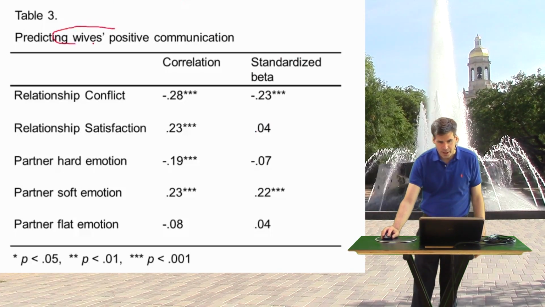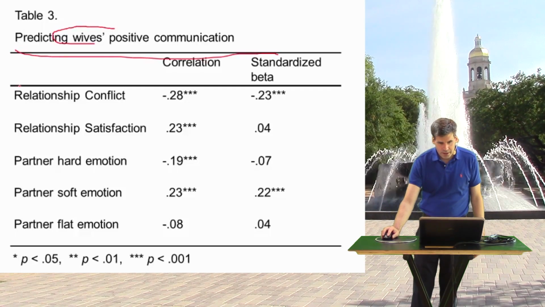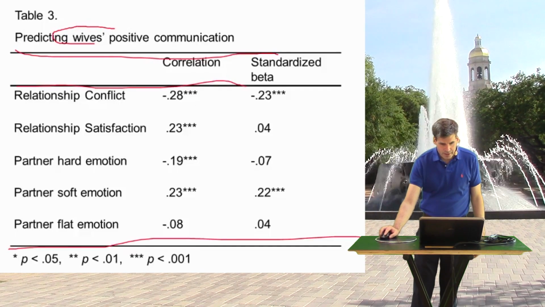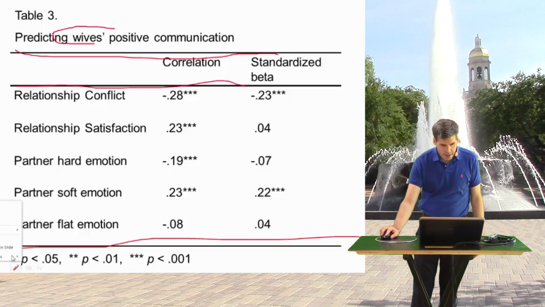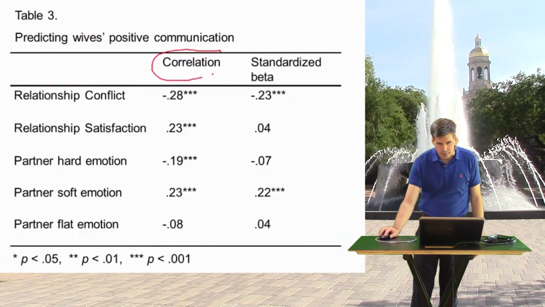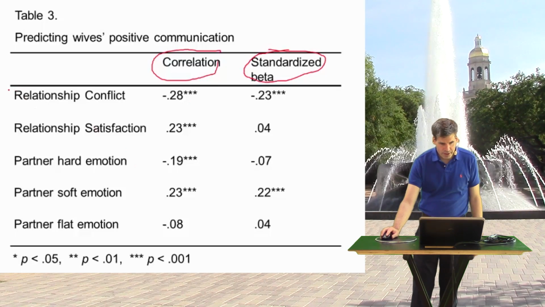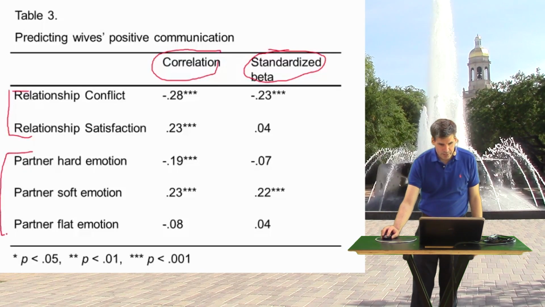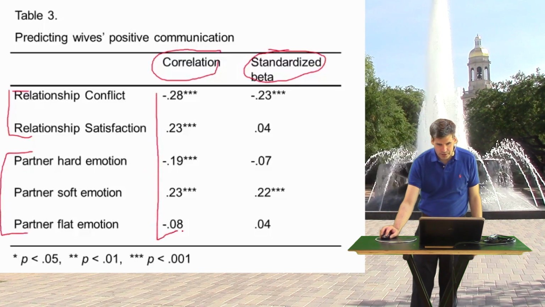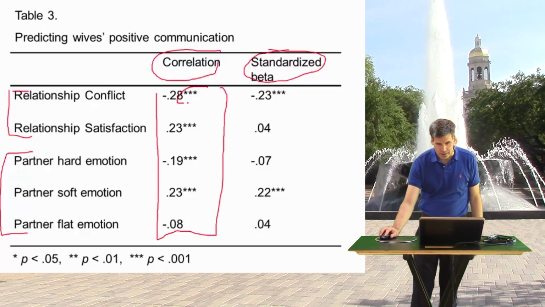So I've got a title at the top. I've got 3 horizontal lines. I've got no vertical lines. I've got 1 column for correlations, 1 column for standardized betas. I have all 5 predictors here, so I've got my 2 variables that were entered at step 1 and the 3 that were entered at step 2. I've got their correlations. I'm using asterisks to indicate what's significant. And then I have the betas.